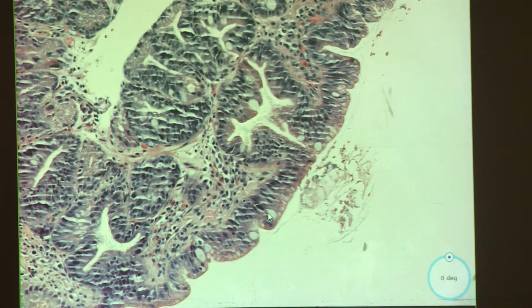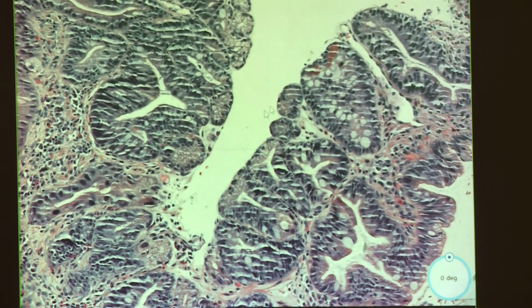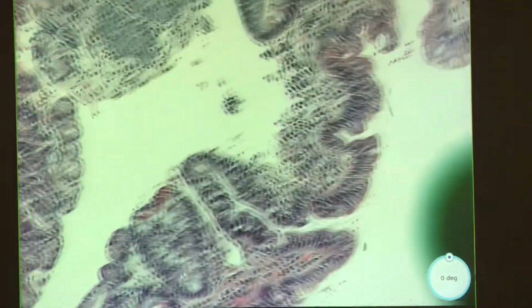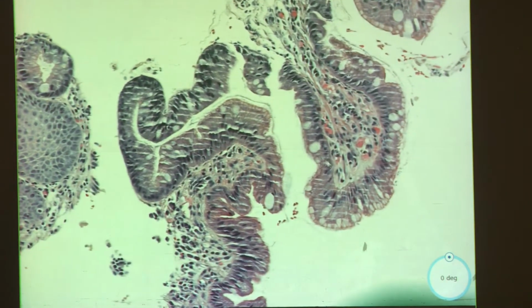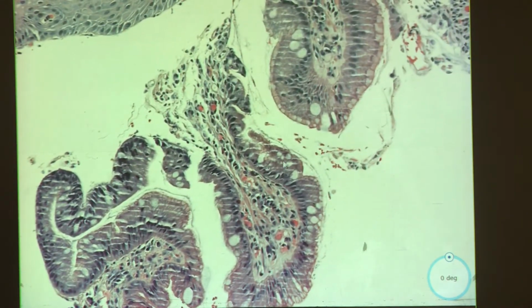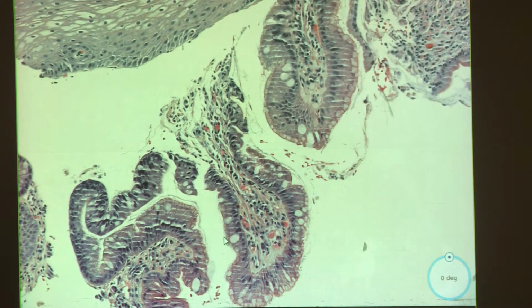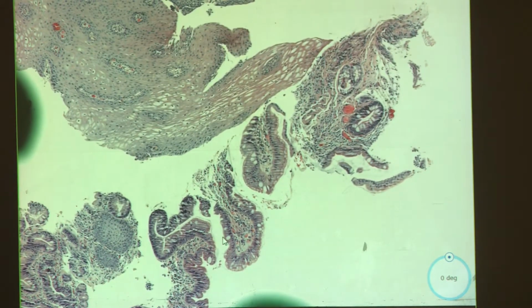I do see these goblet cell-looking cells. It's not projecting as well, but normally if there's blue mucin, I would assume they would contain it. This one's a little bluer compared to other cells. Because it does have that intestinal look to it, not really a gastric look, more of intestine, this would be some sort of intestinal metaplasia.